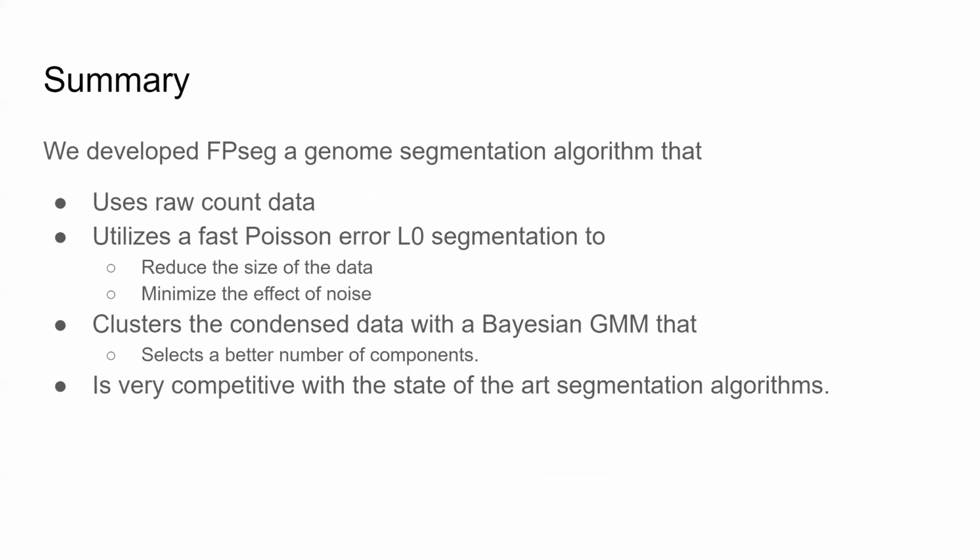In summary, we developed FPseg that uses raw count data. It utilizes a Poisson L0 segmentation that makes the algorithm very scalable, and it uses Bayesian GMM that drops unneeded components. Finally, we show that it is very competitive with the current state-of-the-art segmentation algorithms.